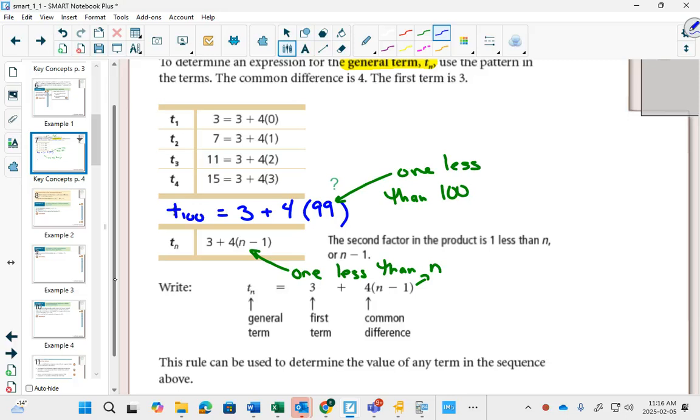Now, we knew what the sequence was. We knew what term 1 was, 3. We knew that the common difference was 4. Does it make sense that this will be true even if I changed term 1 to something else? Does it make sense that this will be true even if I change the common difference to a different number? And this is how mathematicians make a formula.